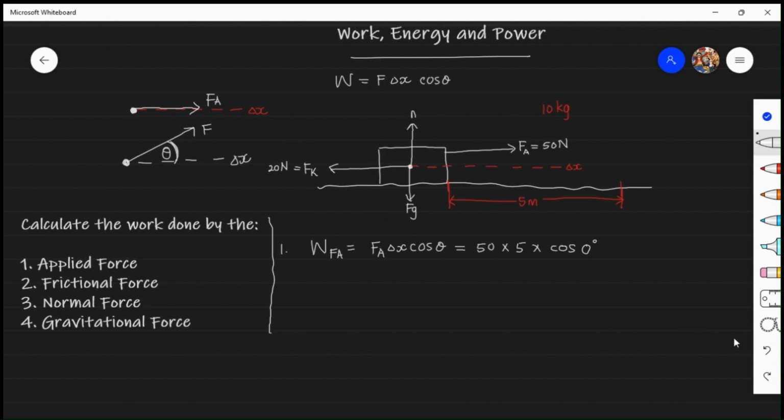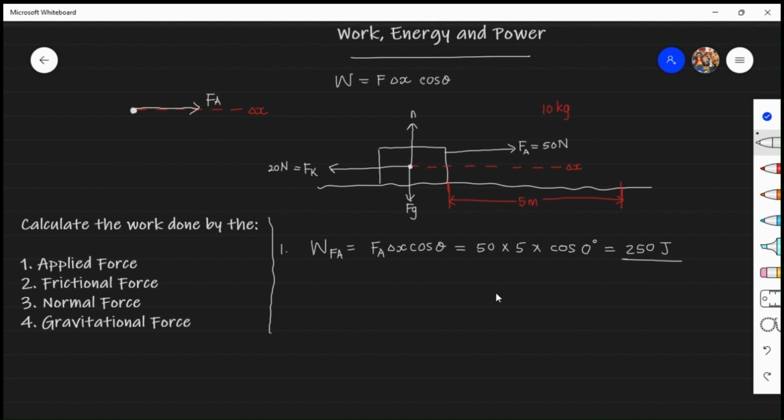But because our applied force and our displacement are on top of one another and moving in the same direction, we say that there is no space between them. So there is an angle of 0 degrees between them. And this will then give us a work done by applied force of 250 joules. Now you can see that is a positive value.